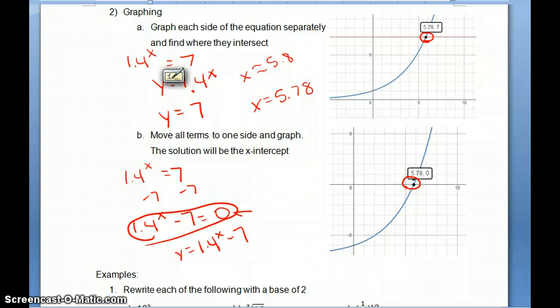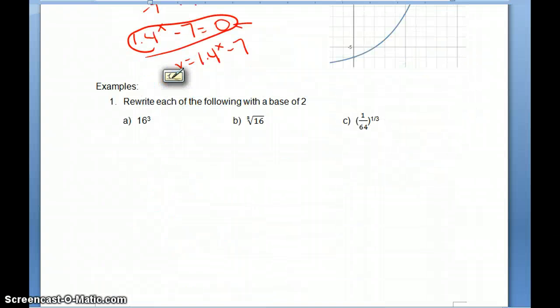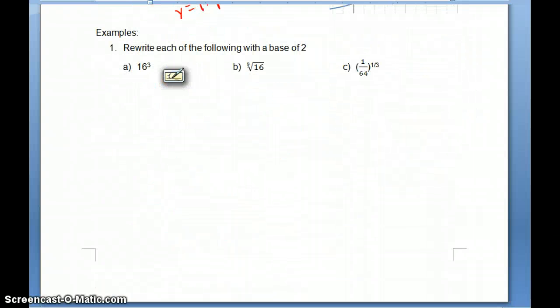So now let's do some examples. The first examples here are that we need to rewrite each of the following values as a base of 2. So we're kind of even going back to reviewing what we just talked about in the beginning of today's lesson. So first of all, we have 16 to the power of 3. How could we write 16 as a power of 2?